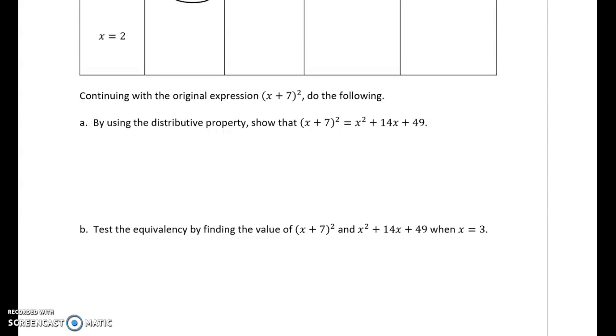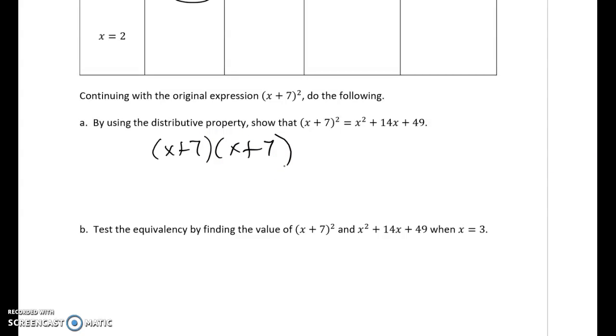Moving down to the bottom half of the note sheet here, it says we want to use the distributive property to show that parentheses x plus 7 squared is equal to x squared plus 14x plus 49. So again, as we talked about, we're going to take the binomial that we're squaring and multiply it times itself.